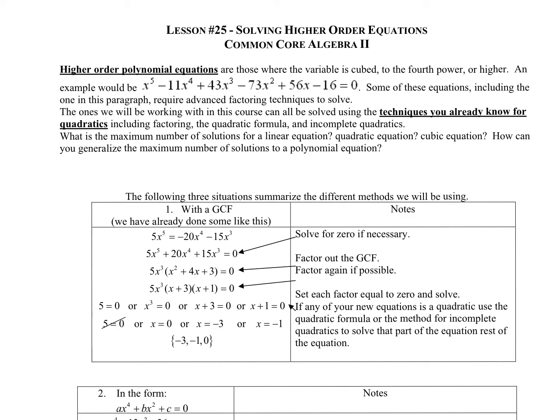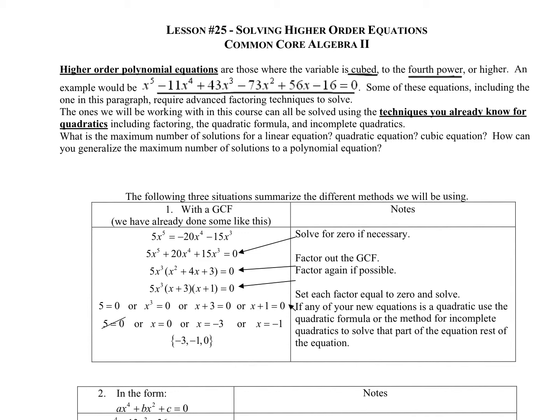This lesson we're going to look at solving higher order polynomial equations. So when we say higher order, we mean that the biggest exponent is either going to be cubed, to the fourth power or higher. Last unit we really worked on solving quadratic equations where the biggest exponent was 2, and in the first unit we did a little bit with linear equations where the biggest exponent was x to the first.